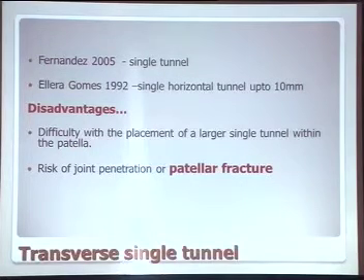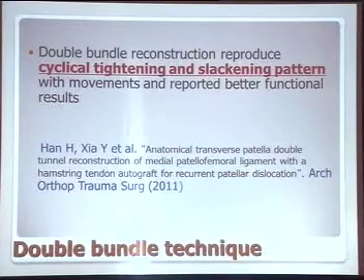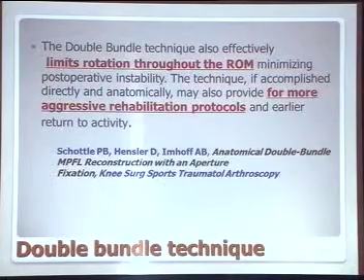Coming to the techniques, there is a transverse single tunnel technique also with a good success rate, but it has the disadvantage of difficulty with the placement of a larger single tunnel up to 6 to 7 mm, which can be a risk of patellar fracture. Nowadays, the double bundle technique gives good results because it reproduces the cyclic tightening and slackening pattern with the movements and has also reported better functional outcome. It also effectively limits the rotation throughout the range of movements, which helps with more aggressive rehabilitation protocols and early return to activities.